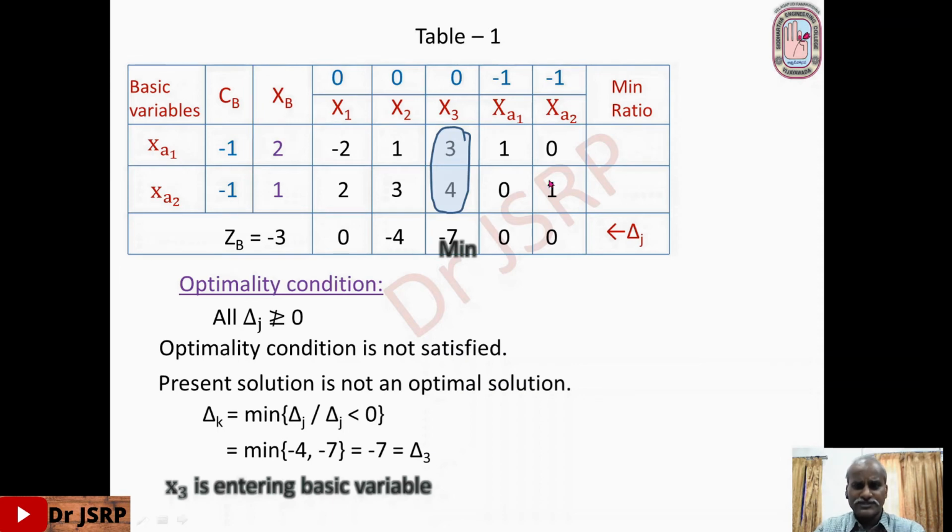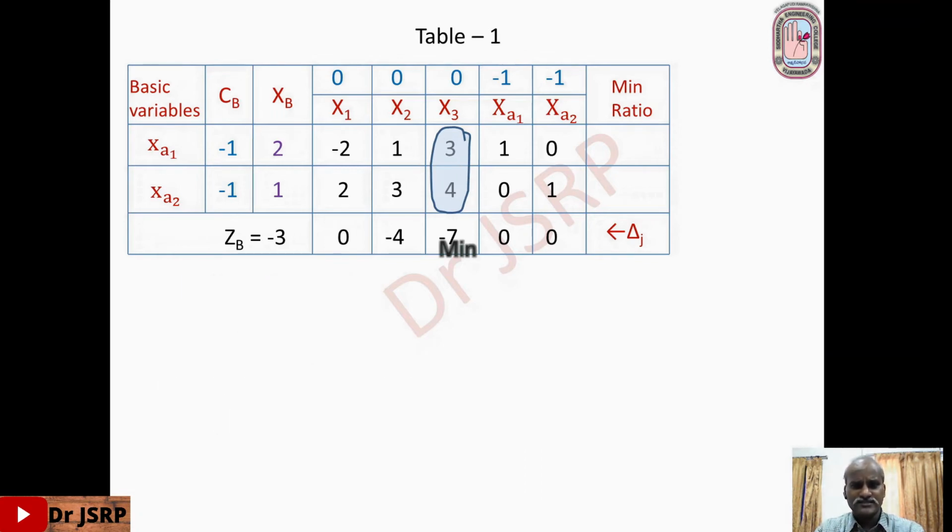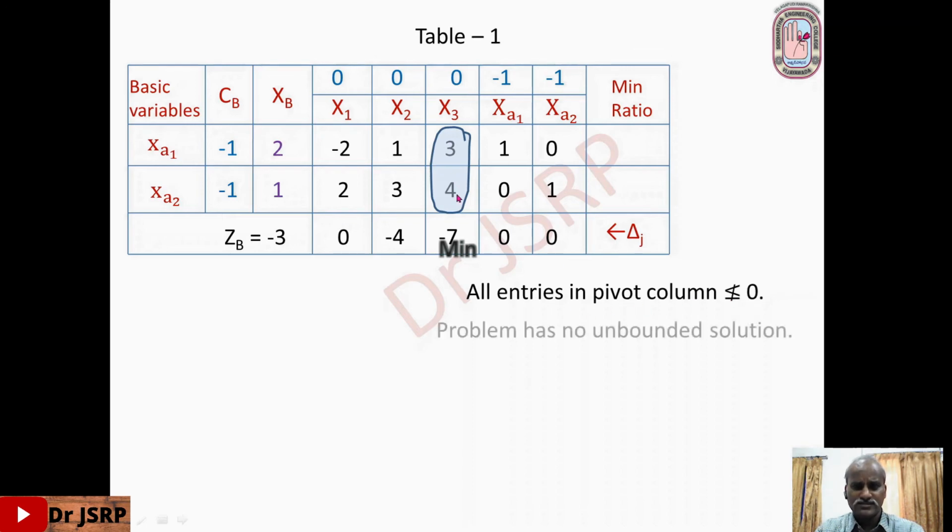Before finding the minimum ratio, observe whether there is any situation for the existence of an unbounded solution. Observe the entries in the pivot column. If all entries in the pivot column are less than or equal to 0, then the problem has an unbounded solution. So here the entries are not all less than or equal to 0. So the problem has no unbounded solution.